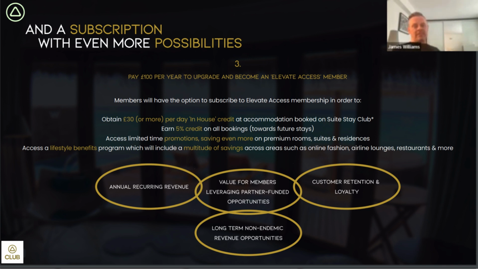It also gives us, aside from that additional revenue stream, a great opportunity to re-engage or retain that customer through further comms in a slightly different way to our regular member base.